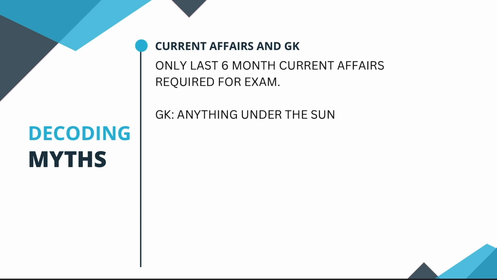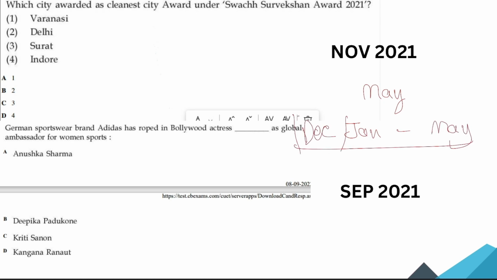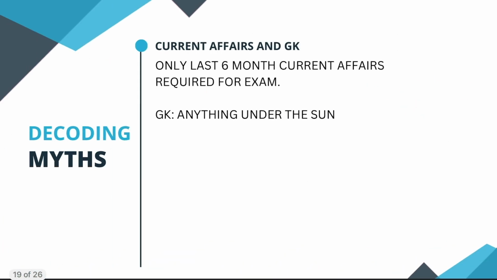But let me show you again, I'm not telling you from any random source. These are previous year questions in CUET 2022. Here you can see our exam happened after May. So from January to May, or let's say December to May, these are the current affairs that would be asked according to the myths revolving around this examination.